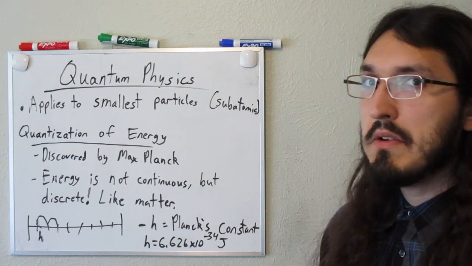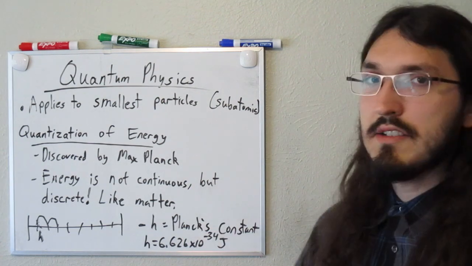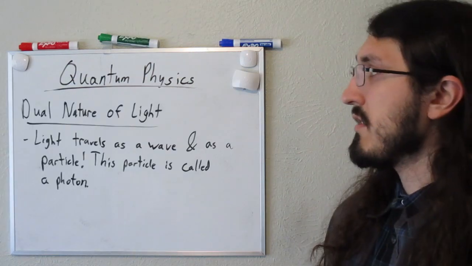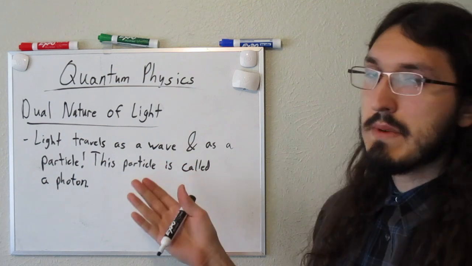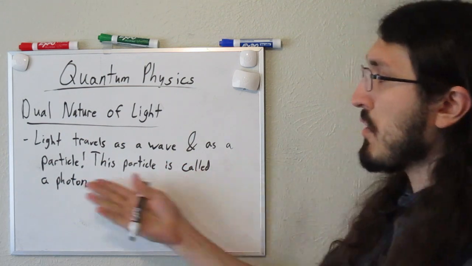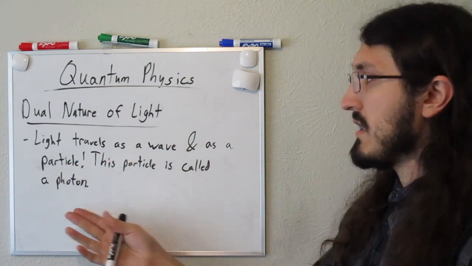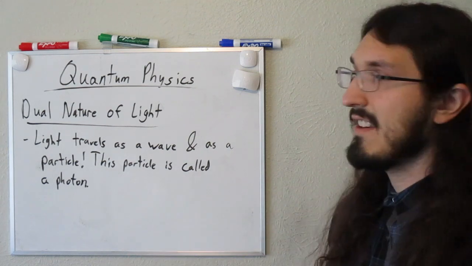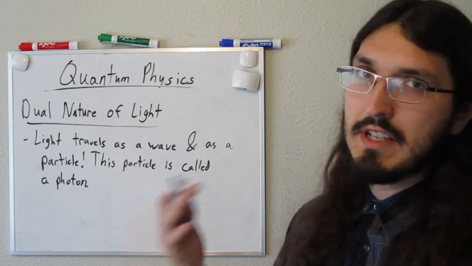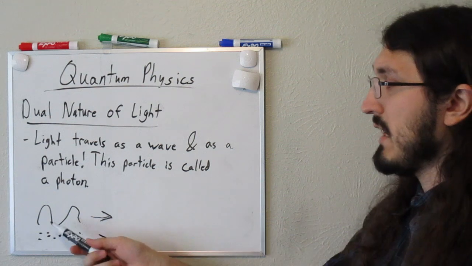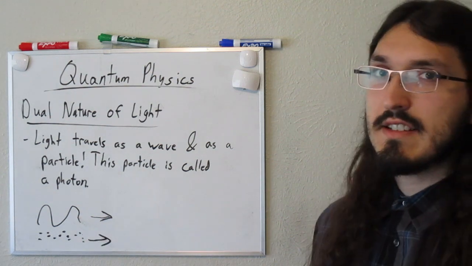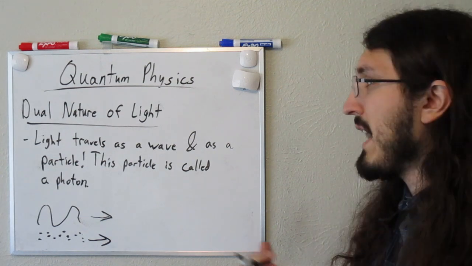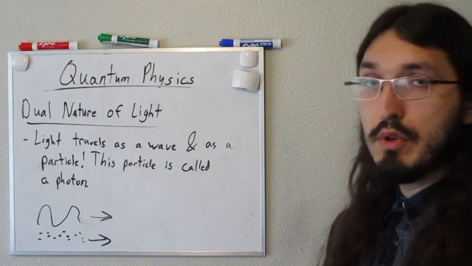Another thing I want to talk about in regards to quantum physics is the dual nature of light. The dual nature of light is that light travels as a wave, which we have learned about previously, and as a particle, and this particle is called a photon. So this is very interesting, because obviously waves are different than particles, right? So does light travel like this, or does it travel as a series of particles like this? Well, the answer is it's both. Light travels in packets of photons that move in waves.